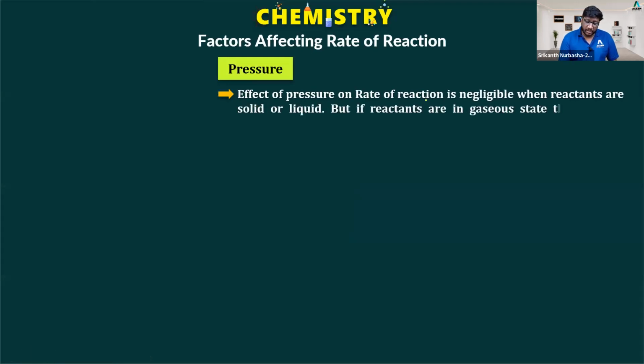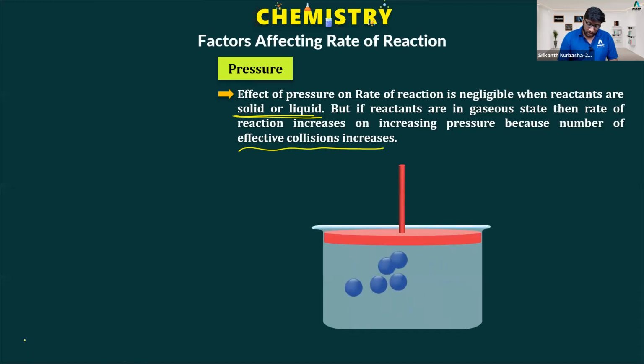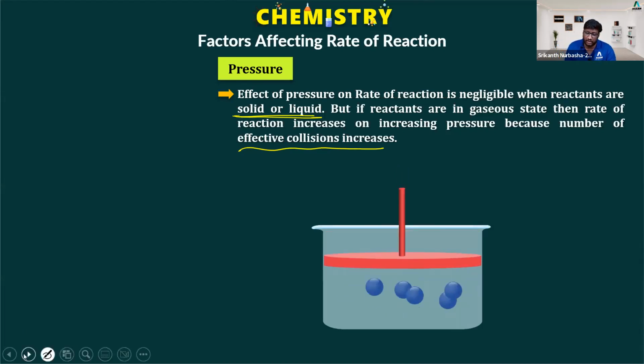Pressure. The effect of pressure on rate of reaction is negligible when reactants are in solid or liquid phase. For solids or liquids, pressure has no effect. But if the reactants are in gaseous state, then the rate of reaction increases on increasing pressure. If you apply more pressure, more collisions occur, and rate of reaction increases because the number of effective collisions increases. That is only for gaseous reactions, not for solid and liquid reactions. With increase in pressure, the same number of molecules occupy lesser volume, so more collisions are there.